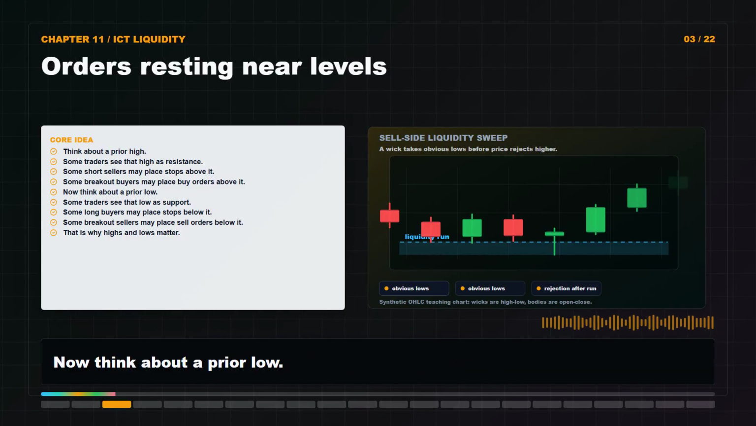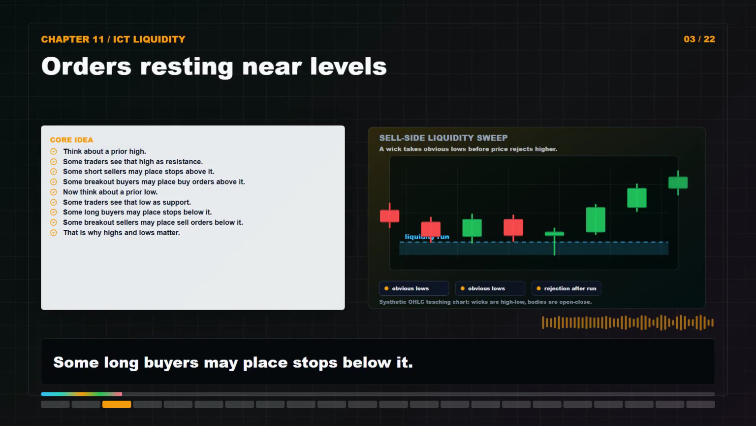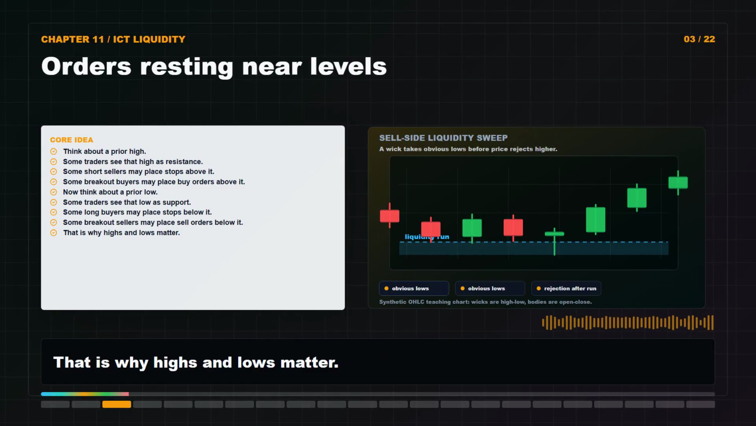Now think about a prior low. Some traders see that low as support. Some long buyers may place stops below it. Some breakout sellers may place sell orders below it. That is why highs and lows matter.